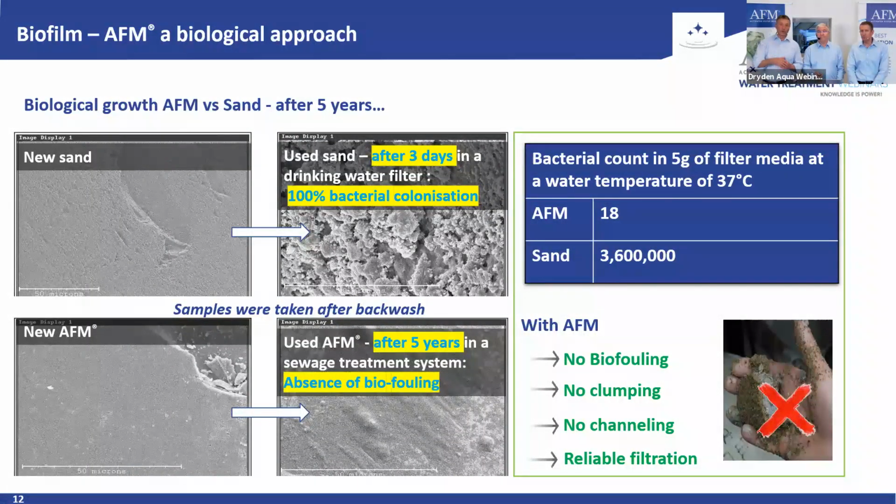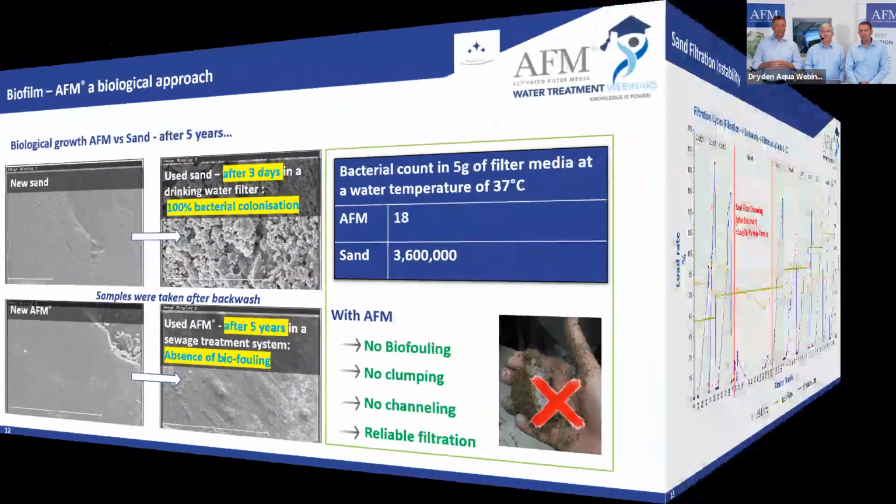Yeah, and you can even test this. This is what you see here on the right side, with the bacterial count 18 for AFM and 3.6 million with sand. If you have one system with two identical filters, one with sand, one with AFM, and you operate it for 6 months, 12 months, until you really have this biological growth. And then you take, after a decent backwash, 5 grams of filter media, put it in sterilized water, shake it and put it on the Petri dish for, I don't know, 72 hours. This is what you will get out. So the takeaway is, with AFM, we have no biofouling, no clumping, no channeling. We just have very reliable filtration, which we will see in the next one.